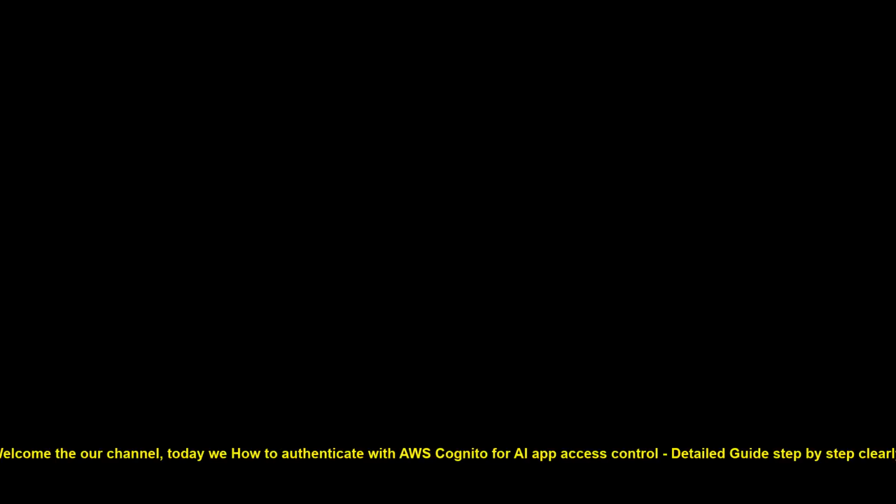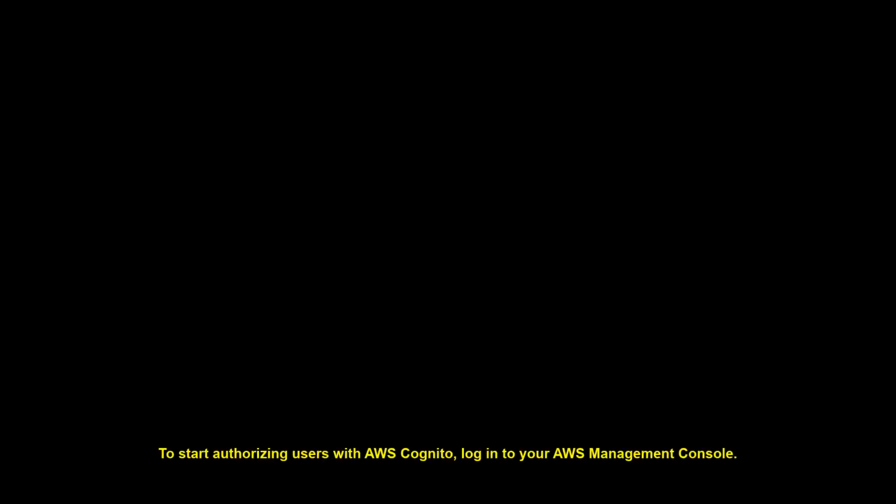Welcome to our channel. Today we show how to authenticate with AWS Cognito for AI app access control, a detailed guide step by step, clearly. To start authorizing users with AWS Cognito, log in to your AWS Management Console.